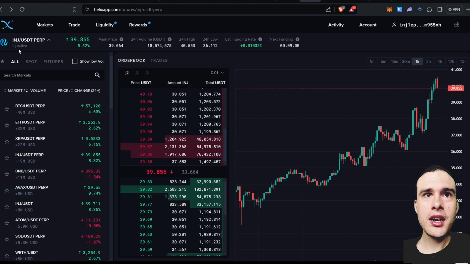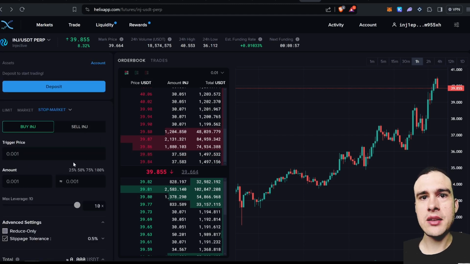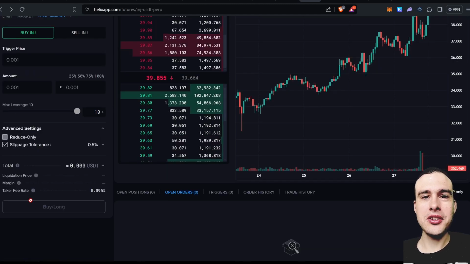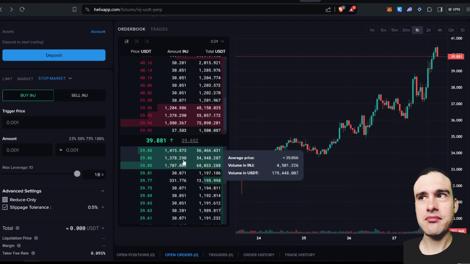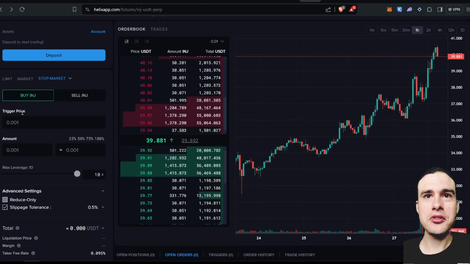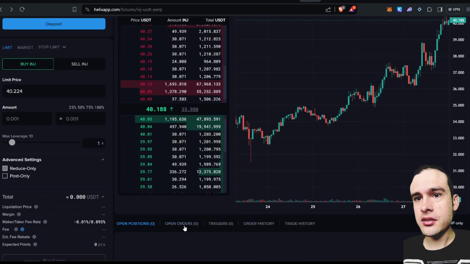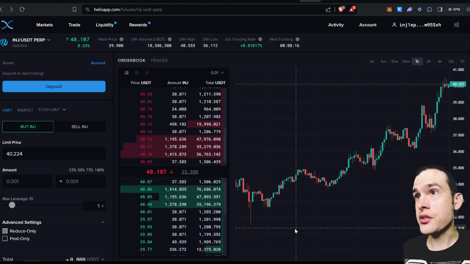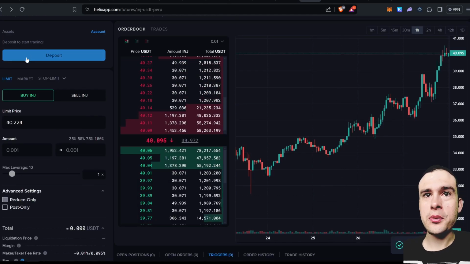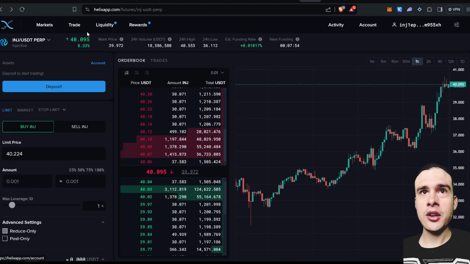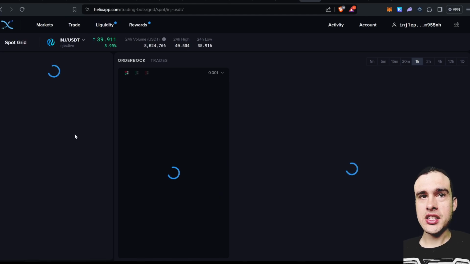Maybe some have higher, but for the most part, I think 10x is more than enough for most, especially when you're dealing with altcoins because they have really, really high percentage moves. And you've got open positions down here, open orders, trigger orders, and so on and so forth. There's nothing open in this account, so I can't really show you how it works, but nevertheless, I think that just puts it into perspective.